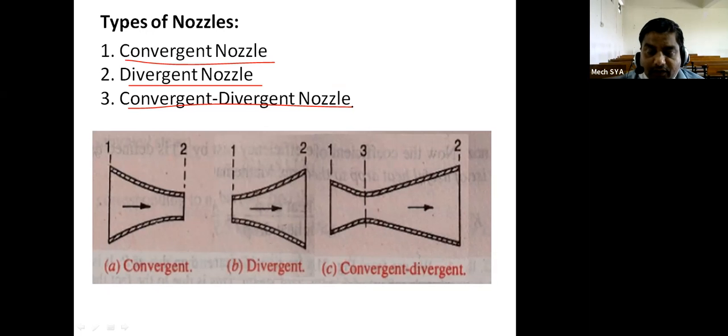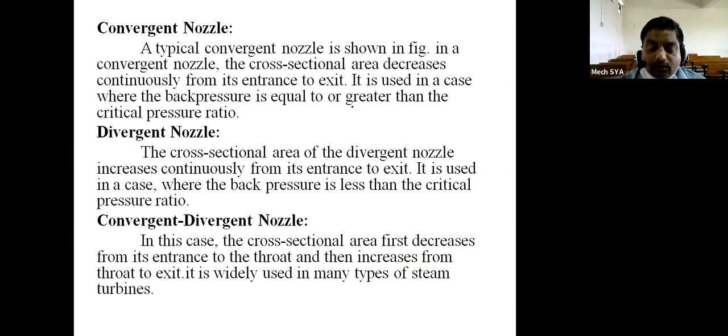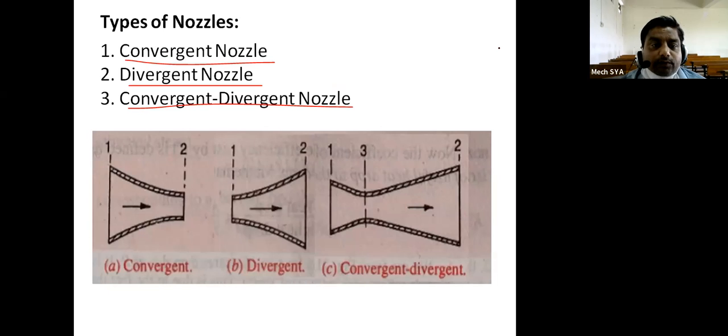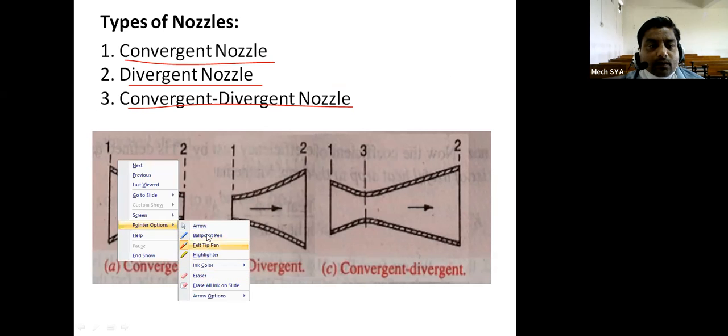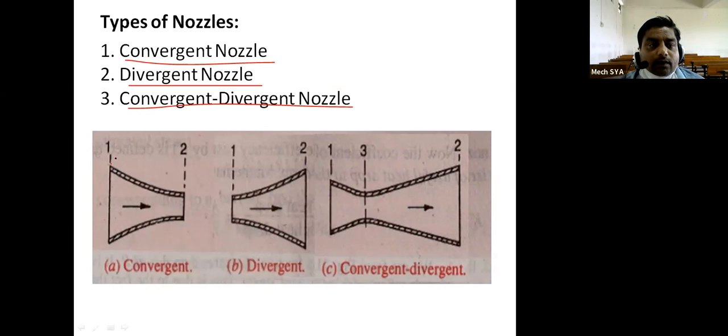Or otherwise, I will explain first and then we will go to this. So what is a convergent nozzle? The cross-sectional area of this nozzle goes on decreasing towards the outlet. So if we consider this as the inlet.